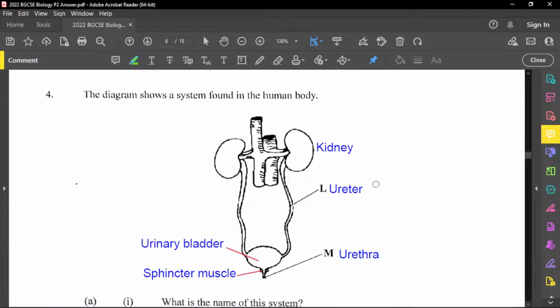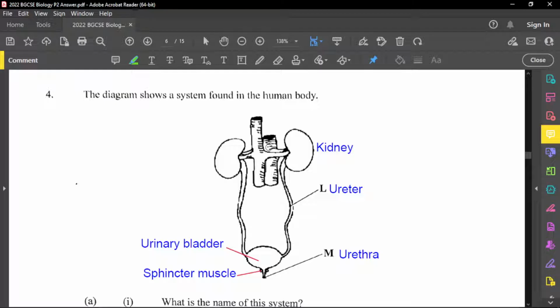Question number 4 is a diagram shows a system found in the human body. All right, and so the labelings are given here for you. We have kidney, we have the ureter, we have the urethra, we have the urinary bladder, we have the sphincter muscle. All right, and I want to make note of these blood vessels.